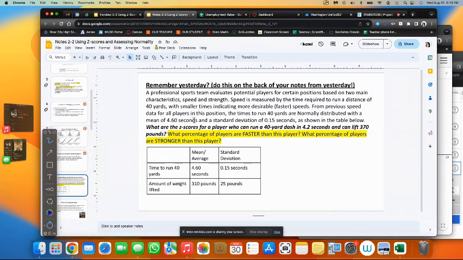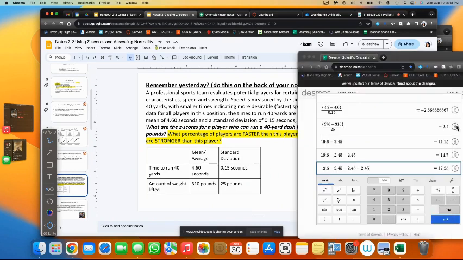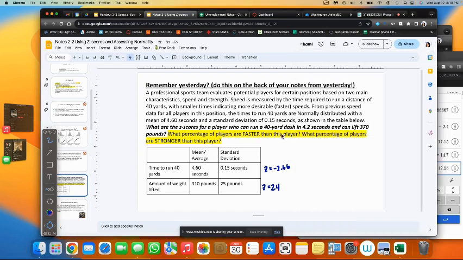Okay, so now let's go back to our problem here. It says we calculated the z-scores for these individuals, and if I look back at my calculator, we have our z-scores for the time to run. It was z equals negative 2.66, right? And then for strength, it was 2.4. Okay, in this problem, we want to figure out what percentage of players are faster than this player.